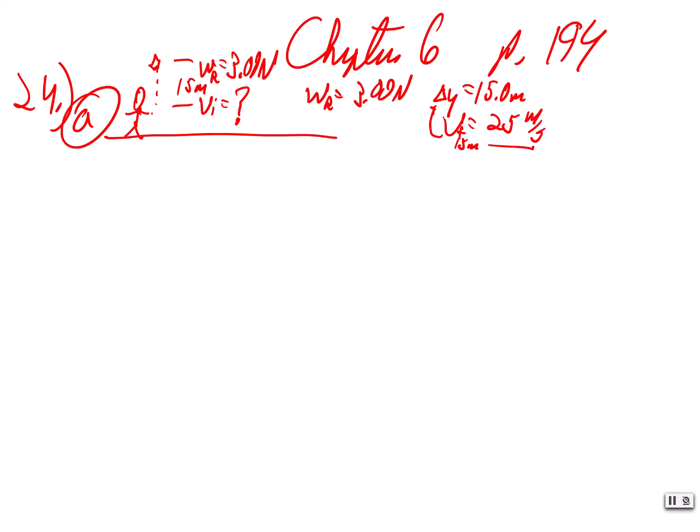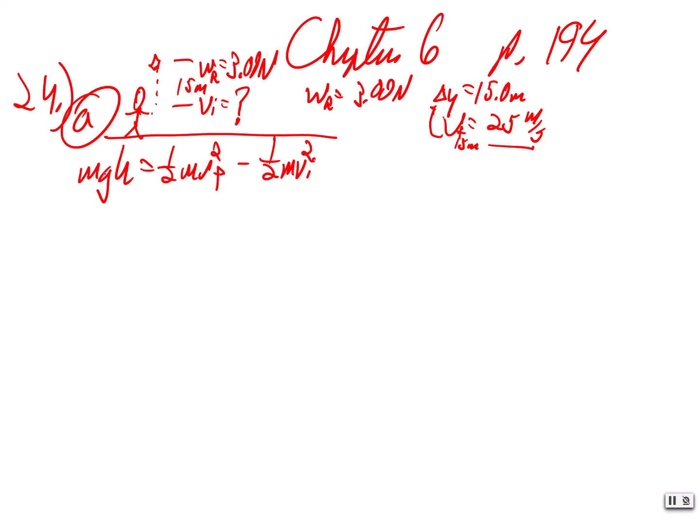Now, we want to use the work kinetic energy theorem, correct? Yes, we do. Now, the work kinetic energy theorem says what? That mgh is equal to 1/2 mv squared final minus 1/2 mv squared initial. All right. In other words, the change in potential energy is equal to the change in kinetic energy using the work kinetic energy theorem.